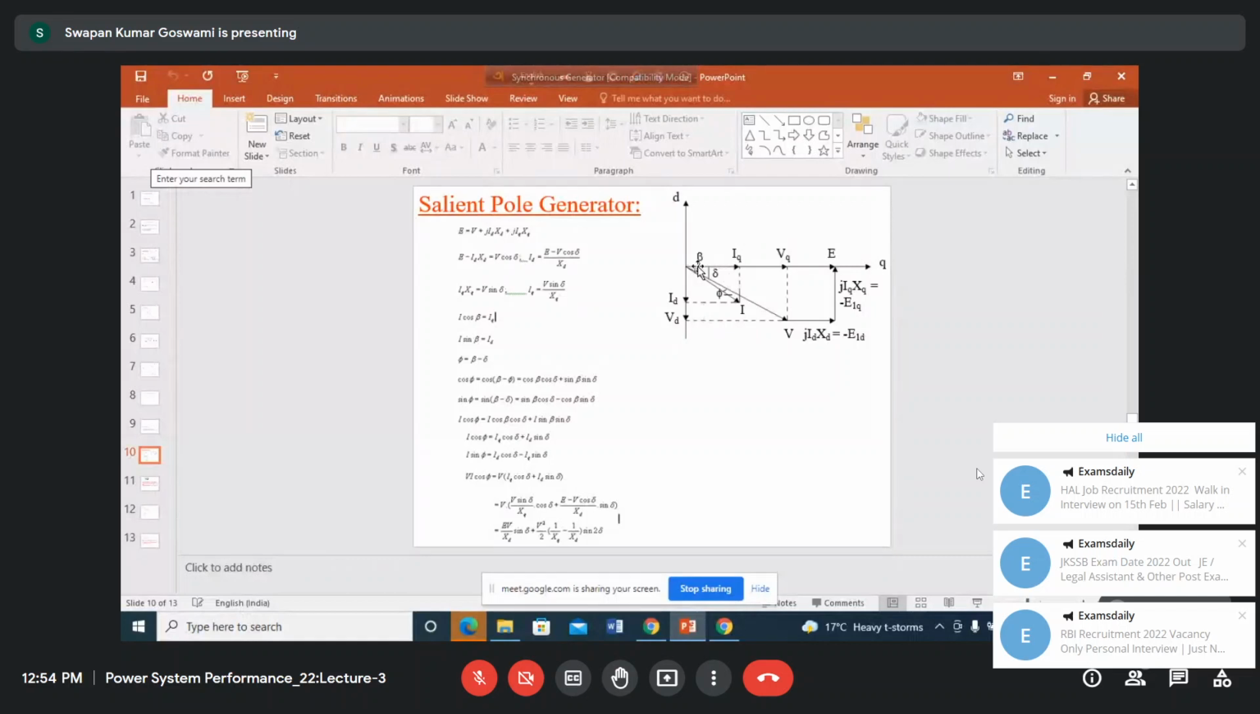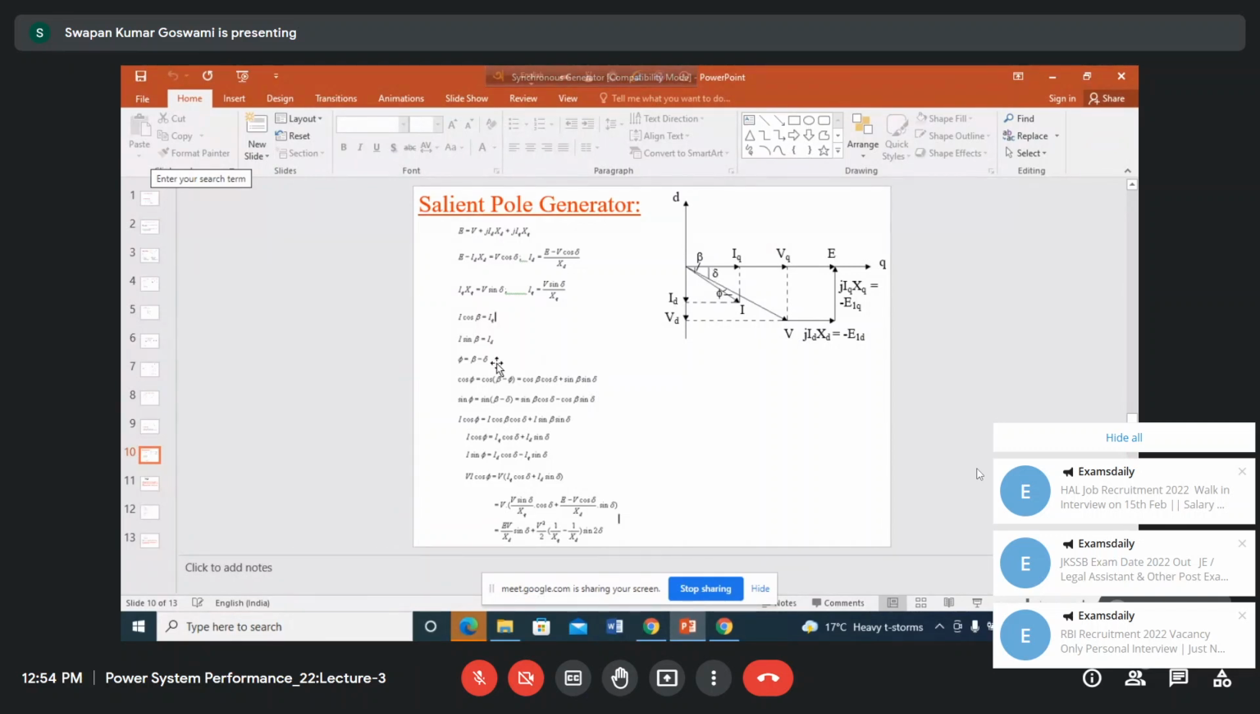Now let this angle be beta, that means the angle between the induced EMF and the armature current. This beta is the summation of delta and phi. Phi is the power factor angle between I and V, and delta is the power angle or load angle between E and V. So I cosine beta is equal to IQ, and I sine beta is equal to ID. And the power factor angle phi is beta minus delta.